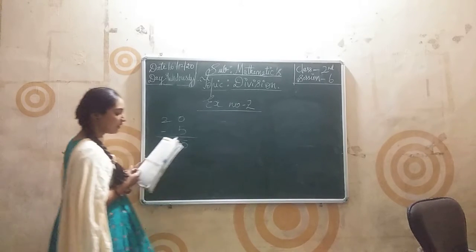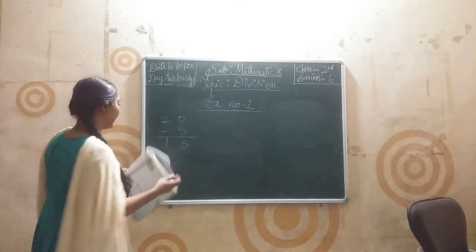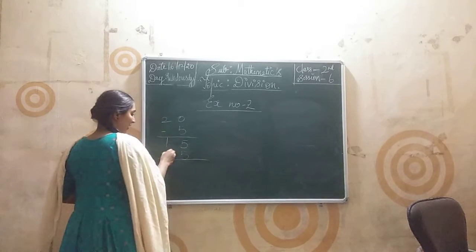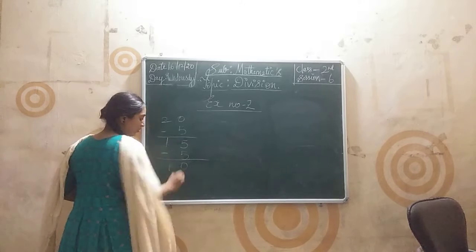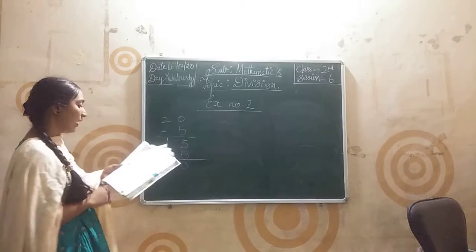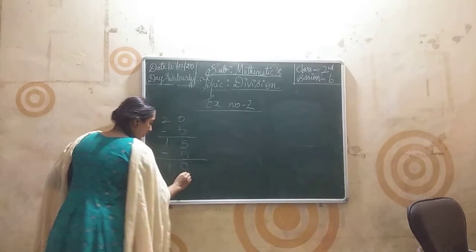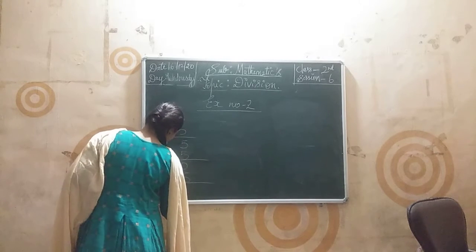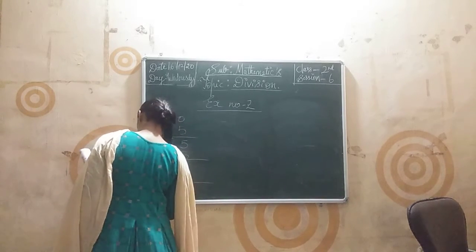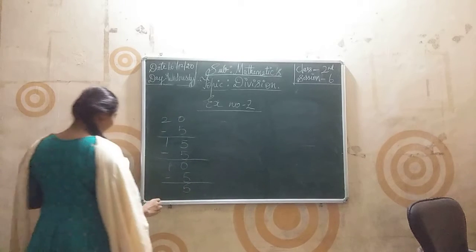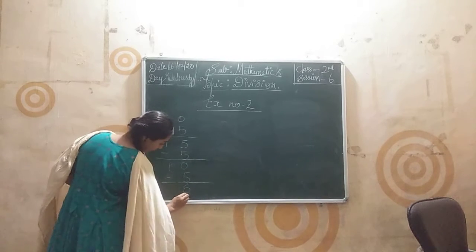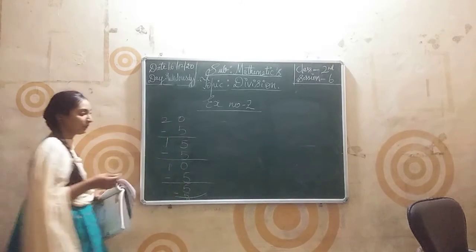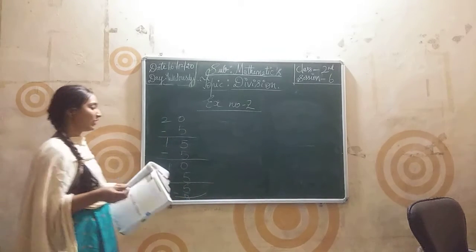Second time we give 5 sweets to the second friend, that is 15 minus 5 equals 10. Third time also we give 5 sweets to another friend, so that is 10 minus 5 equals 5. Fourth time she gives 5 sweets to this friend, so that is 5 minus 5 is equal to 0. Okay, so you have understood this.